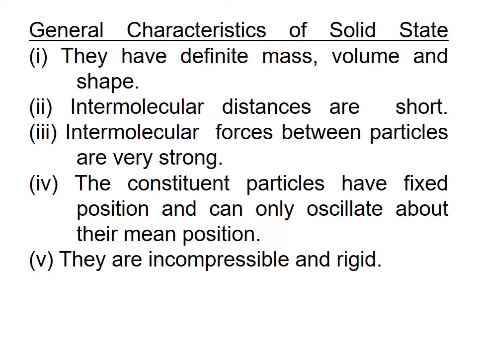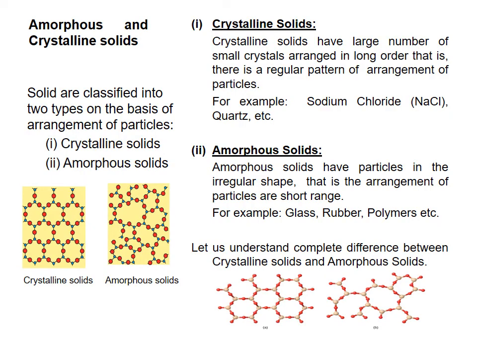We can say that solids are classified into crystalline and amorphous substances. Now let us first study what crystalline and amorphous solids are. In your video you can see on the left hand side certain figures, and at the bottom also figures are shown. The first figure on the left indicates a crystalline solid, whereas the second figure is an amorphous solid. Similarly, at the bottom the first figure is a crystalline solid, whereas the second one represents an amorphous solid.